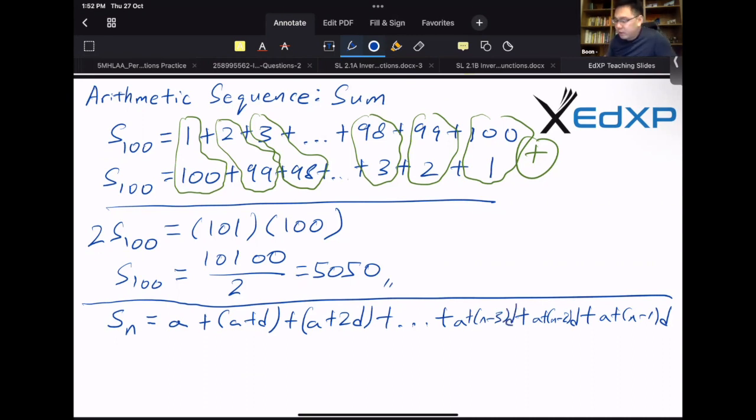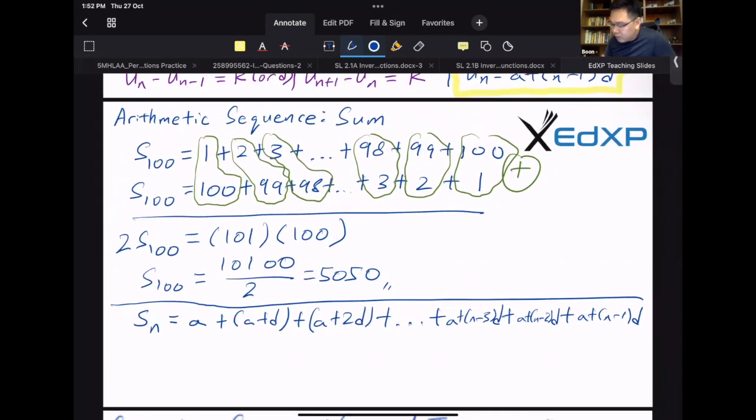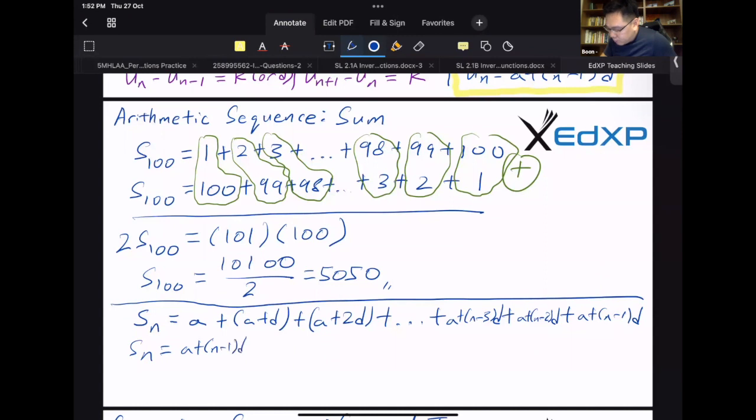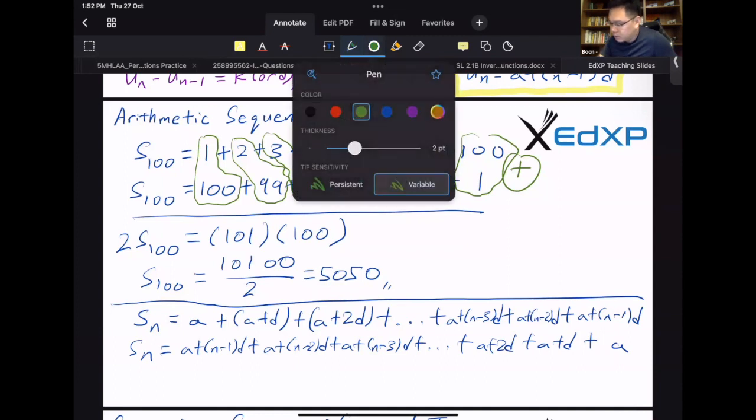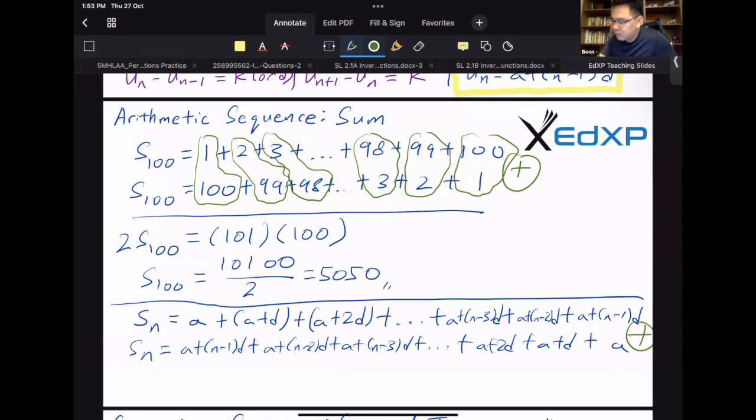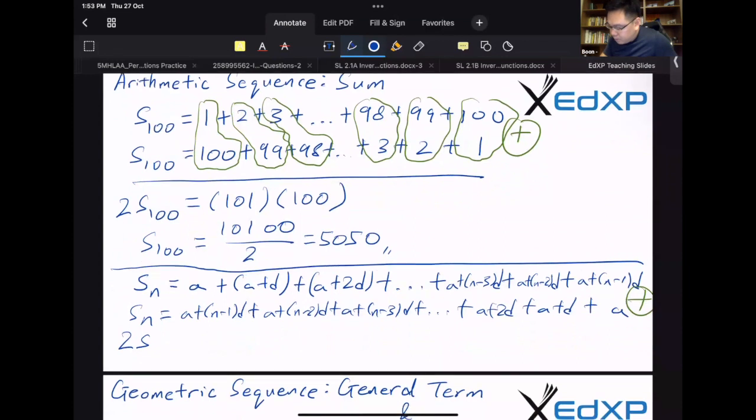Okay, so we're summing to n terms. Same concept, I'm going to rewrite it, but I'm going to flip it. So a plus (n minus 2)d, a plus (n minus 3)d. Just reverse the sequence here. So a plus 2d, plus a plus d, plus a. Just reverse my first row here. And again, let me sum both equations. On the left-hand side, I have 2 times Sn.